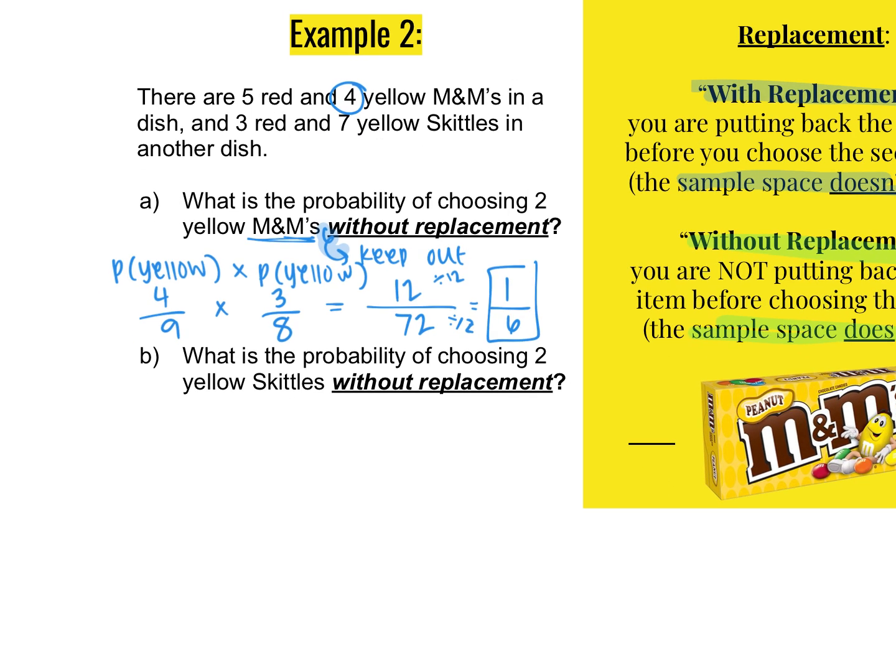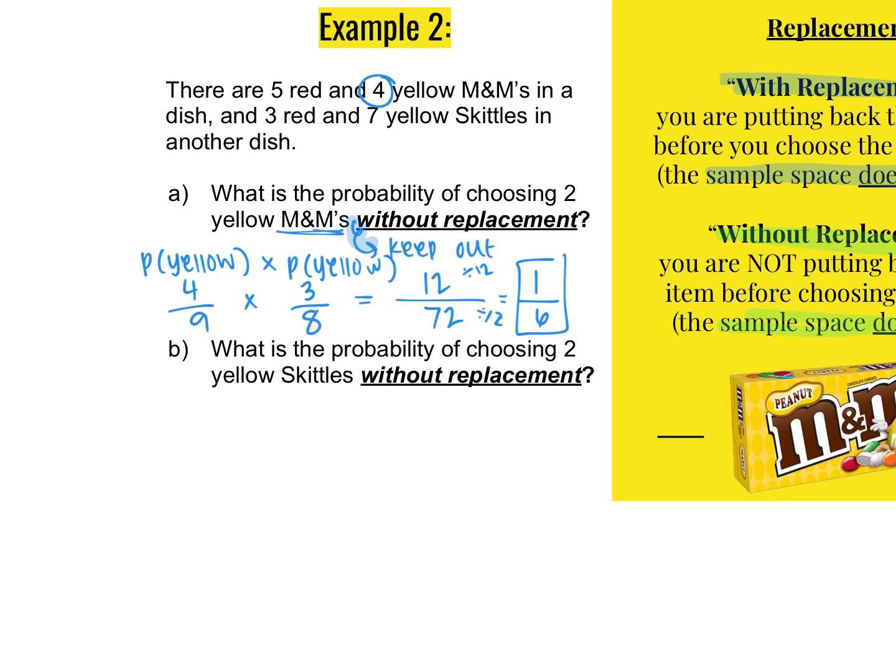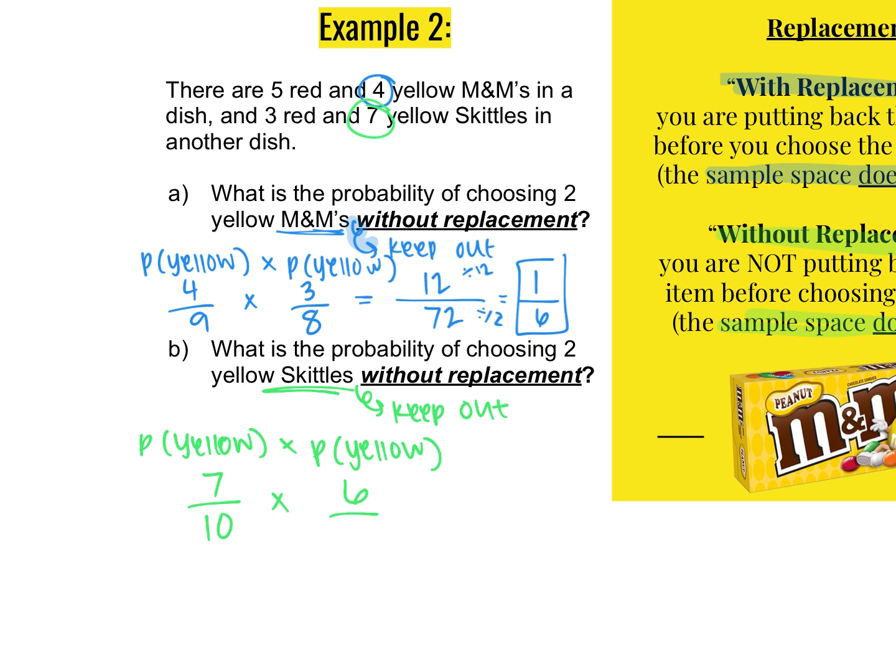Alrighty, next example here we are looking at is what is the probability of choosing 2 yellow Skittles this time without replacement. Okay, without replacement again means we are keeping these out. That means we want to find the probability of choosing a yellow, keeping it, and then picking another yellow out. So we are going to multiply those together. The first one, picking out a yellow Skittle this time, there are 7 yellow Skittles out of a total of 10. And let's say you pick one, you keep it. Now there's only 6 left out of 9 in that dish.